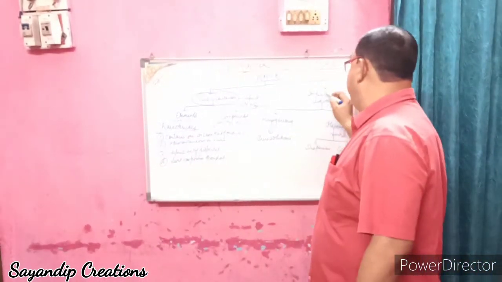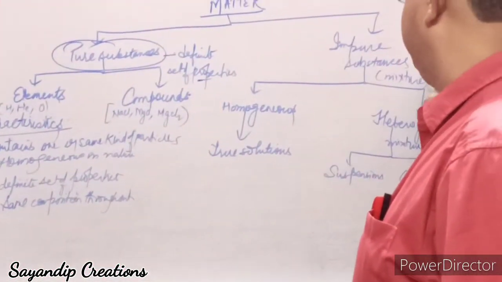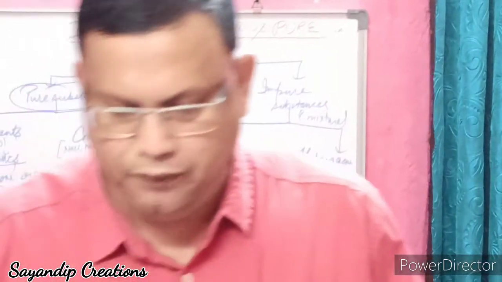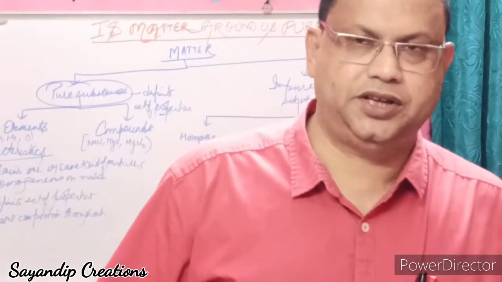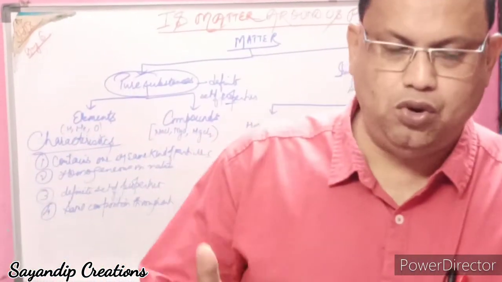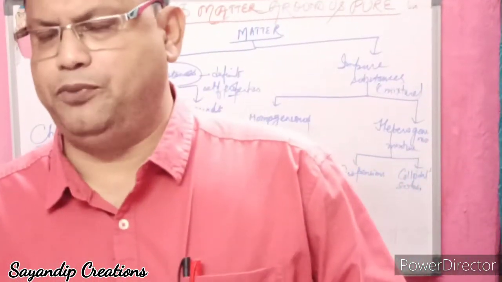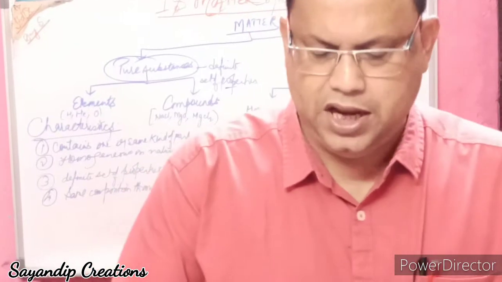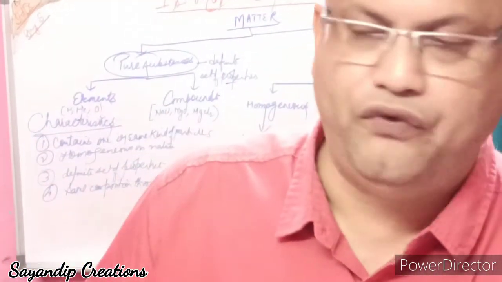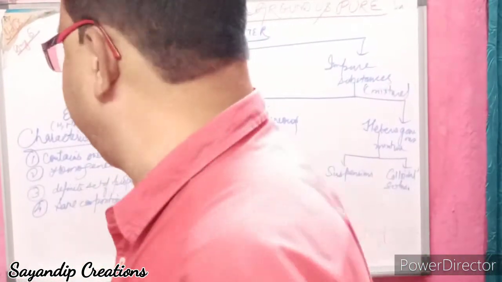Coming to the impure substances. Impure substances are also called mixtures. They contain a varied type of properties, meaning it's a mixture of various components, two or more components, elements or compounds, mixed in an indefinite proportion. There is no fixed proportion in which they are mixed.